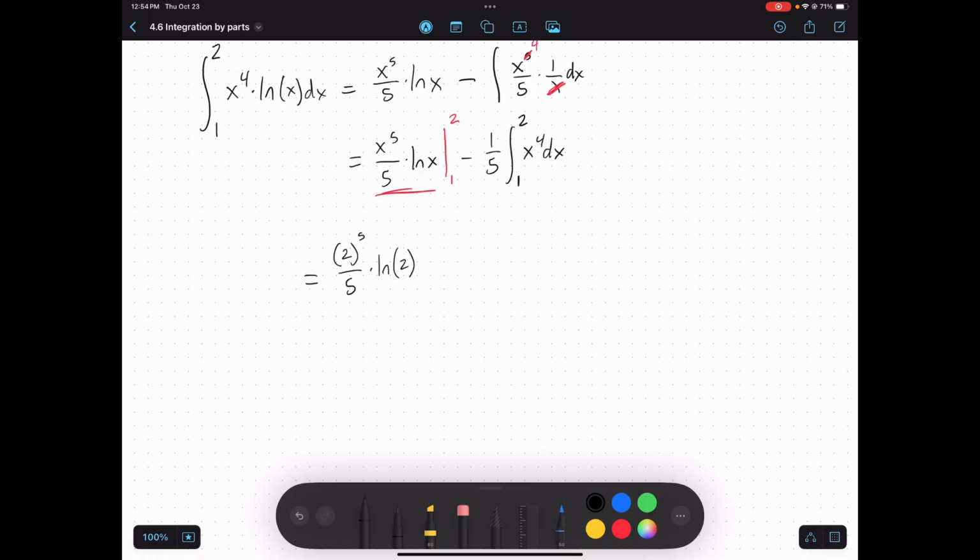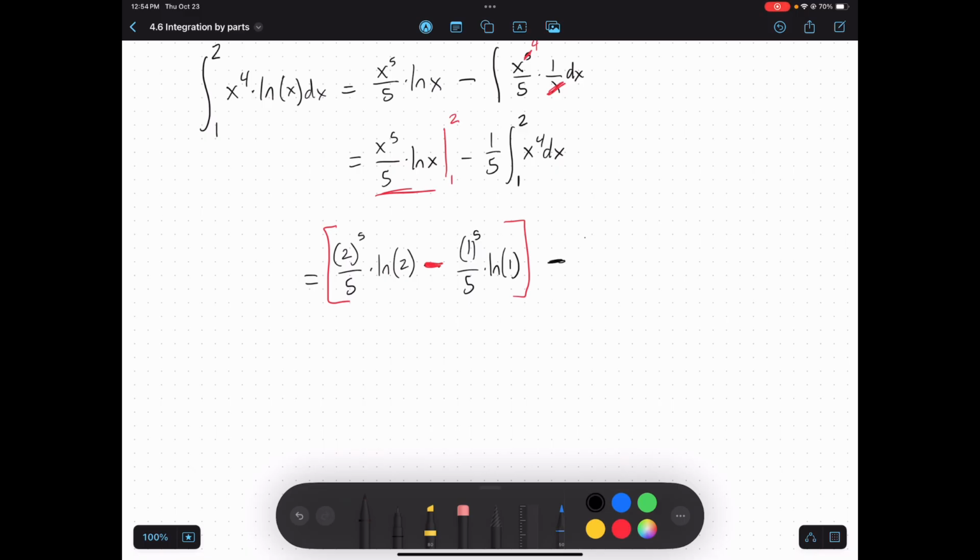I'm plugging in anywhere I see an x, minus, and now I'll plug in 1. 1 to the 5th over 5 times natural log of 1. And there's my first piece. That's me evaluating it from the upper bound to the lower bound. I'll come simplify that in a little bit.